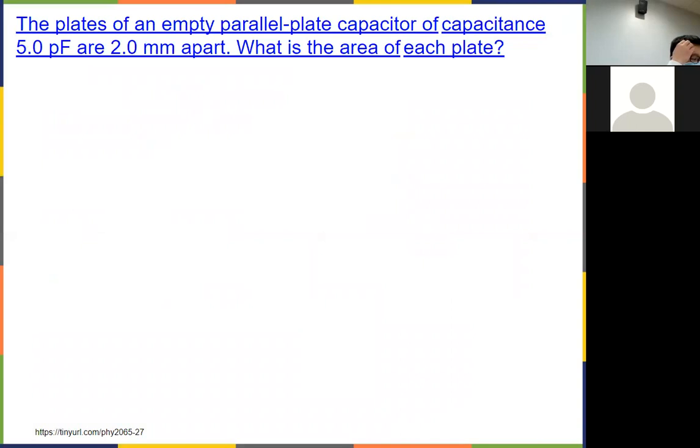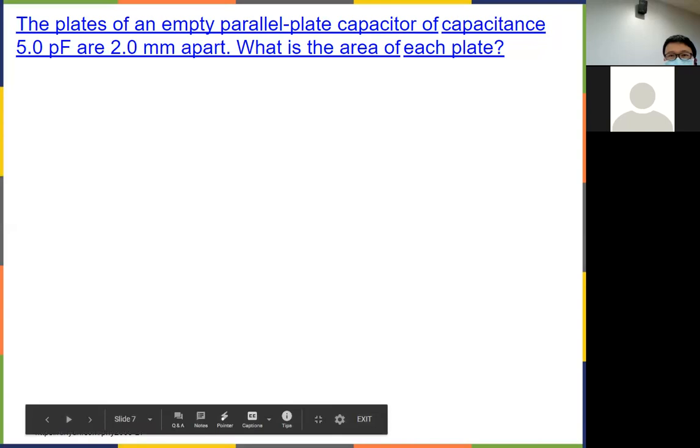Let's take a look at a quick example here. So this one says the plates of an empty parallel plate capacitor have a capacitance of 5.0 pF. So p stands for pico, all right? Which is 10 to the negative 12. And then it says 2.0 millimeters apart. What's the area of each plate? Okay, I think we can take a quick look at this one together.